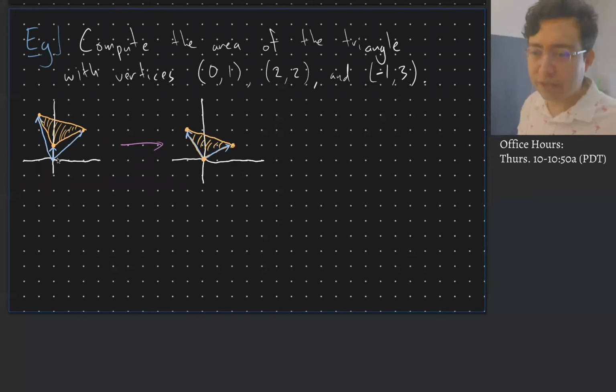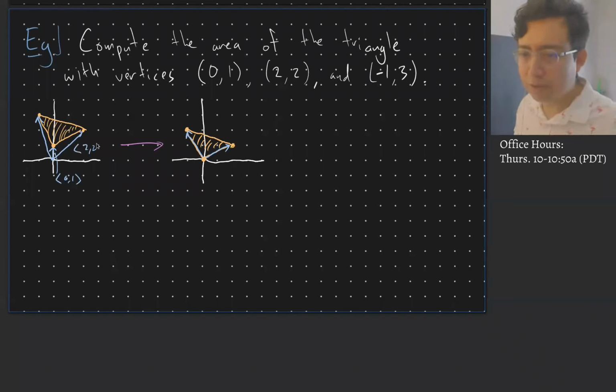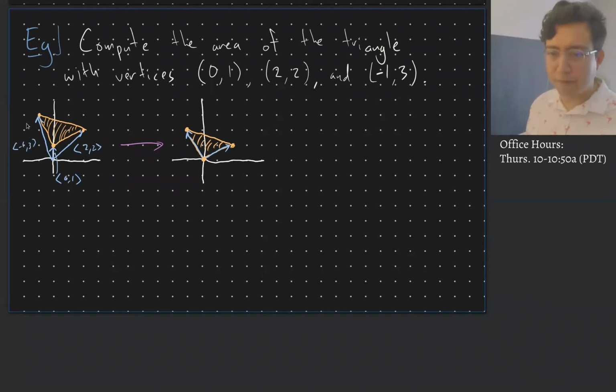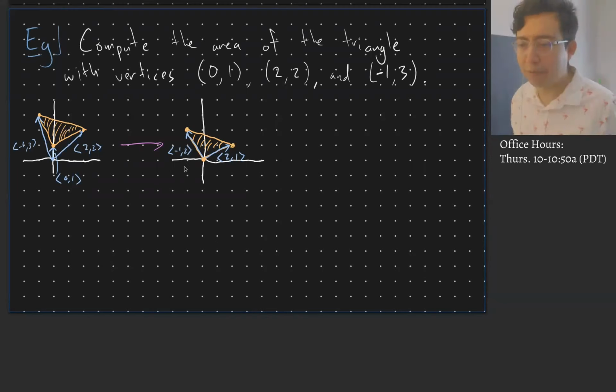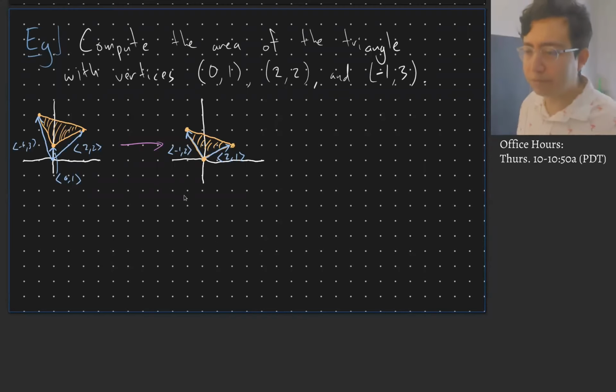Originally this vector would have been 0, 1. This vector here is 2, 2. And this vector here is -1, 3. But by moving everything down, we've now subtracted 0, 1 from everything. So this vector here is 2, 1, because we subtracted 0 from the x coordinate and 1 from the y coordinate. And over here we get -1, 2, because again, we're subtracting 0 from the x coordinate, 1 from the y coordinate. Okay.